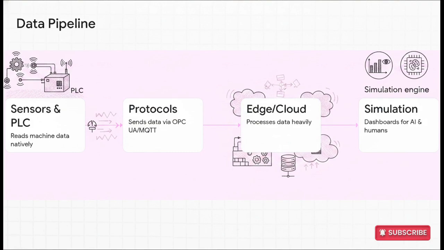Step 1, it all starts on the physical machine, with sensors actively reading parameters like temperature, pressure, or vibration. Those sensors feed straight into a PLC, which essentially serves as the localized industrial computer right there on the machine. Step 2, that PLC packages up all the data and sends it out using specific industrial protocols. Step 3, the data lands in an edge computer right there on the factory floor for super quick decisions, or it gets beamed up to the cloud for heavy-duty processing.